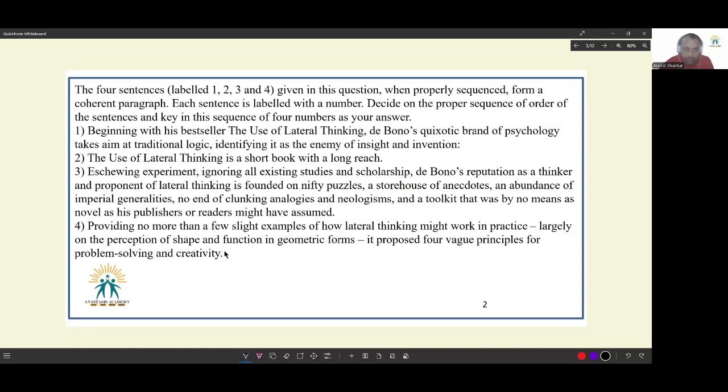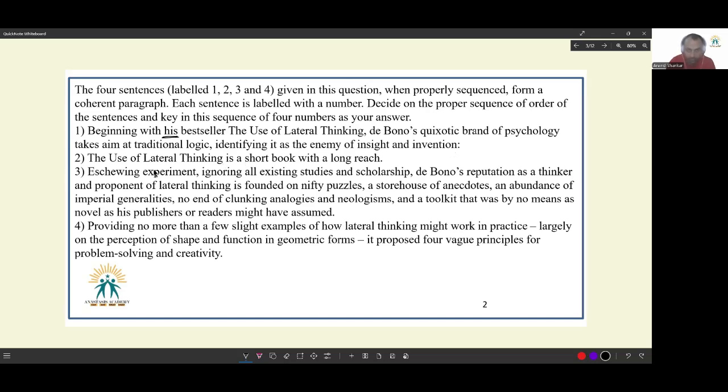Okay. Next question. Beginning with his bestseller, The Use of Lateral Thinking. Is bestseller. So somebody must have been referenced so far, hopefully. The Use of Lateral Thinking. De Bono's exotic brand of, the fact that De Bono is mentioned here also, either there is some place where full De Bono's name is mentioned, or we can't really say his bestseller needs to be mentioned somewhere. Anyway, De Bono's exotic brand of psychology takes aim at traditional logic, identifying it as the enemy of insight and invention.